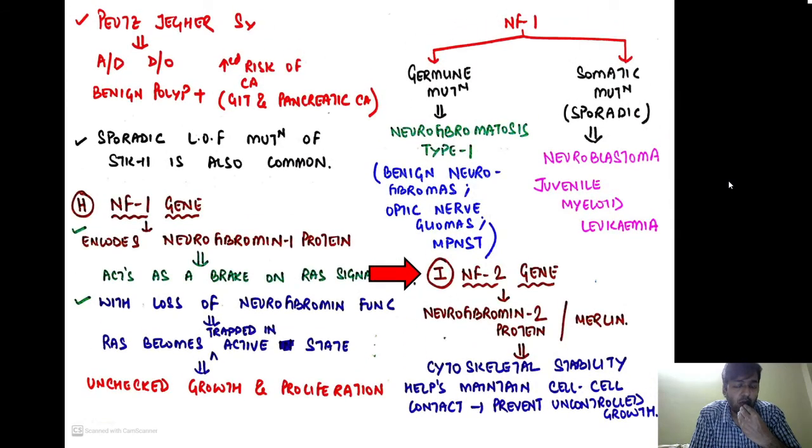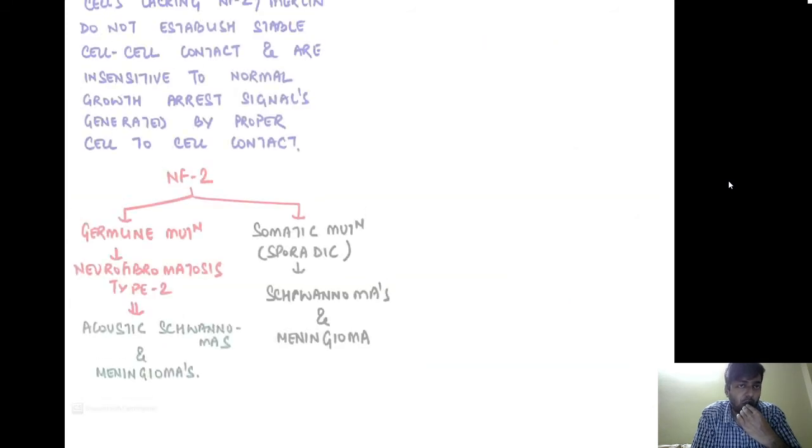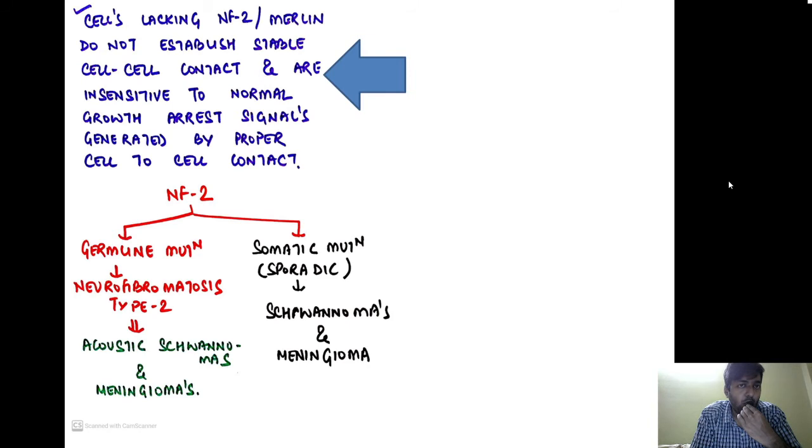The next gene is the neurofibromatosis 2 gene, the NF2 gene. It encodes a protein called neurofibromin 2, also called merlin. The basic role of this protein is to provide cytoskeletal stability, which helps to maintain cell-to-cell contact and prevents uncontrolled growth. As you all remember, whenever two cells are in contact, it is always going to inhibit growth and proliferation. Whenever the cell contact is lost, only after that does uncontrolled growth and proliferation occur. So cells lacking NF2 or merlin do not establish a stable cell-to-cell contact, and they are insensitive to normal growth arrest signals generated by proper cell-to-cell contact.